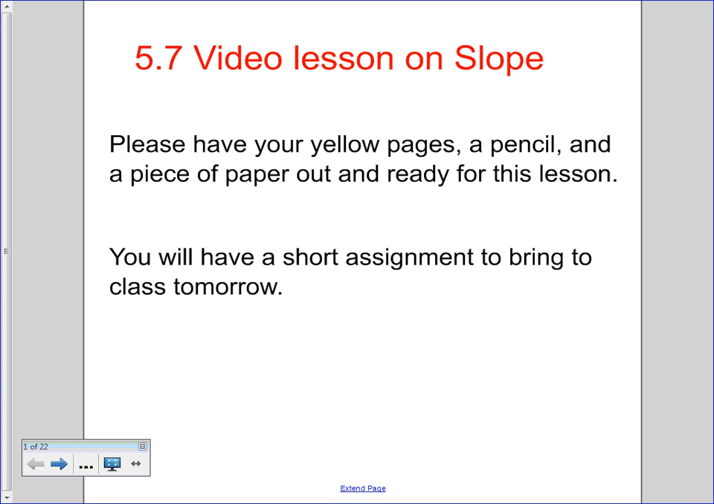Today's lesson is 5.7 on slope. Please have your yellow pages, a pencil, and a piece of paper ready to go for this lesson. You will have a short assignment that you need to bring to class tomorrow. So you'll need paper and pencil to write that down and your yellow pages to take the first page of notes. If you don't have that, pause the lesson and get them, and then you can restart when you're ready.